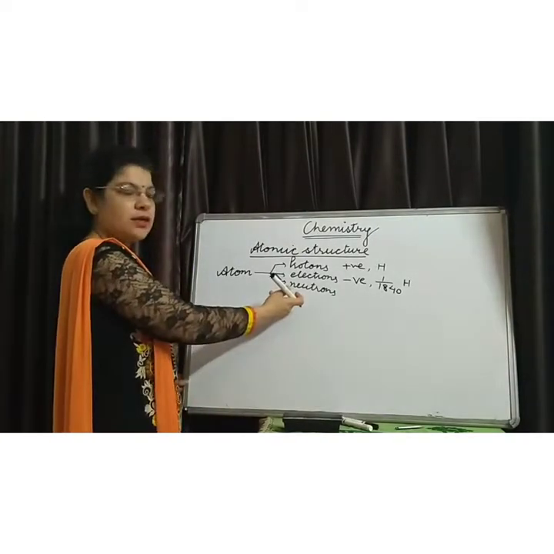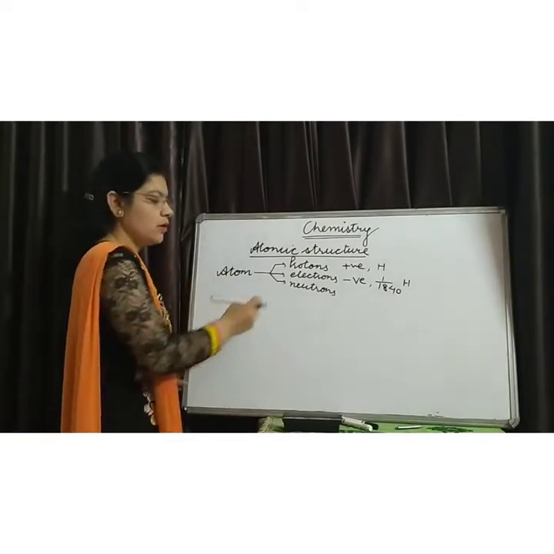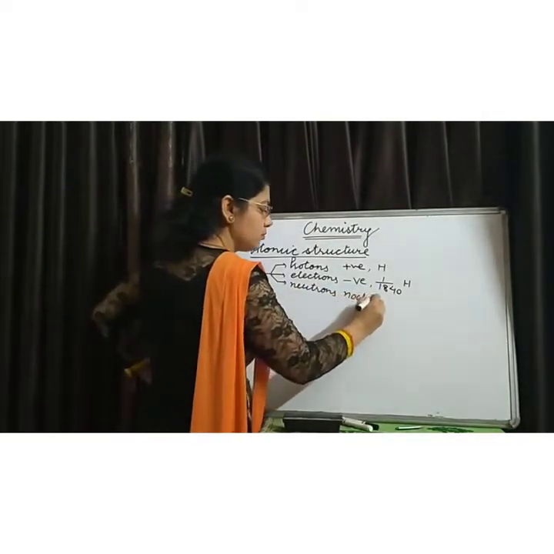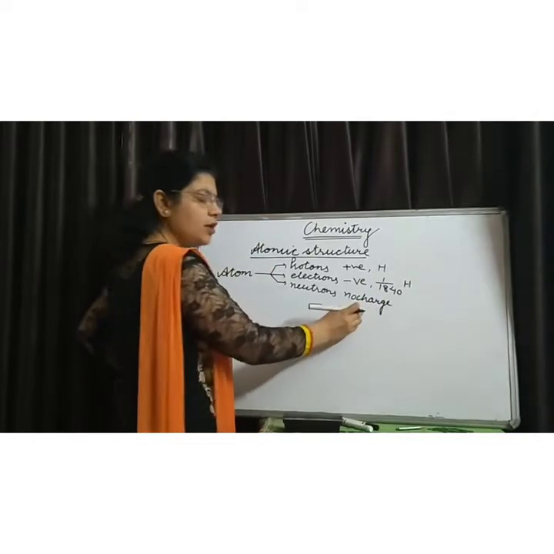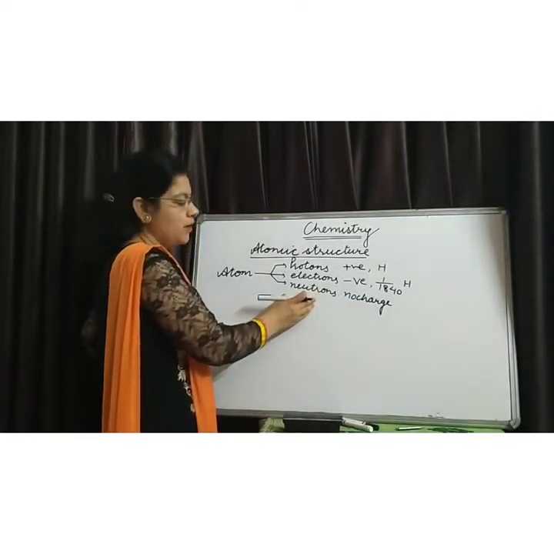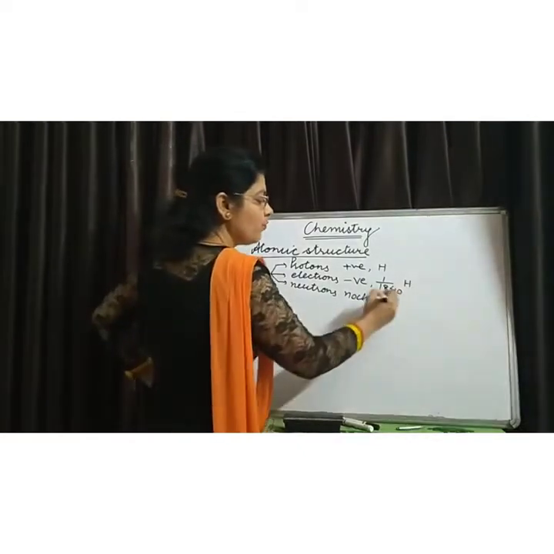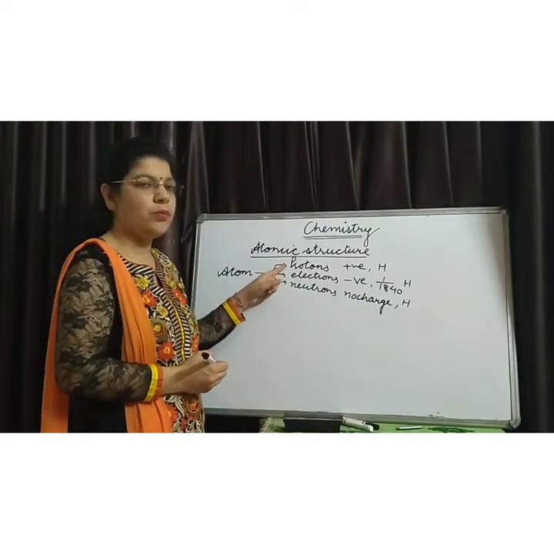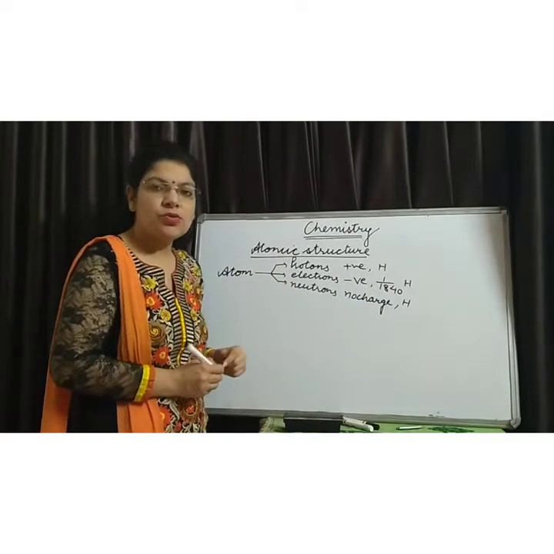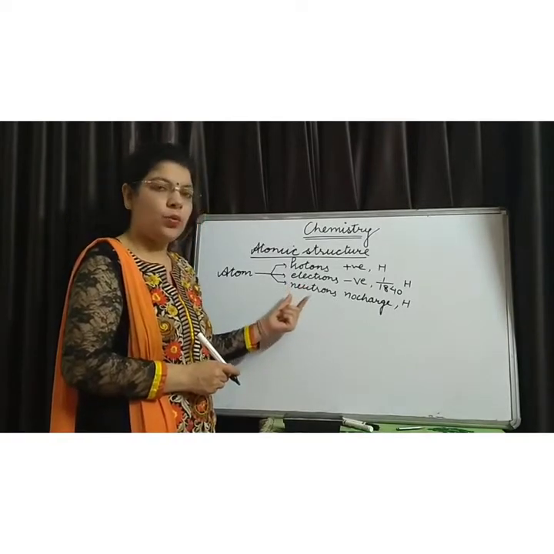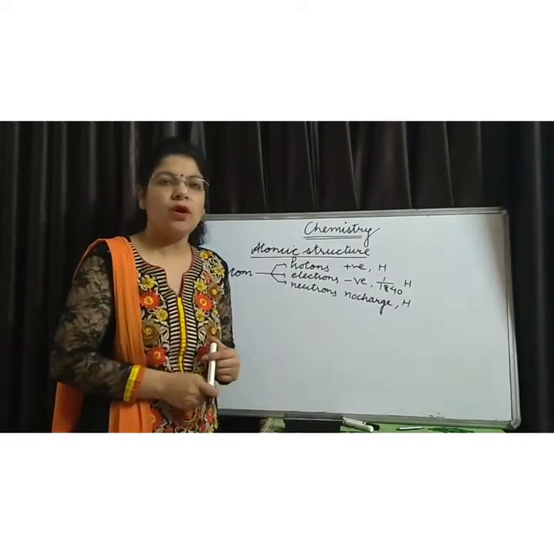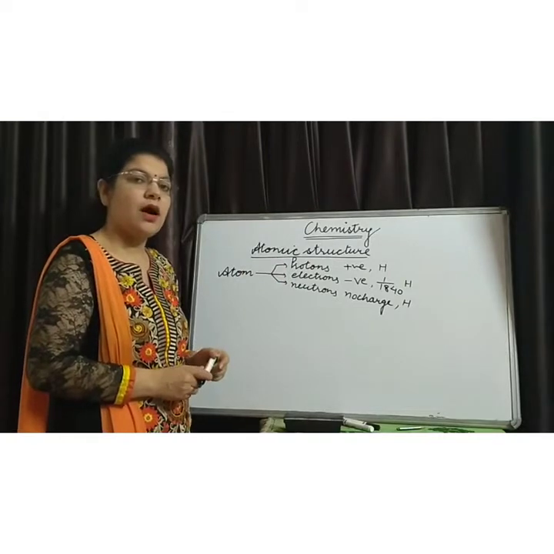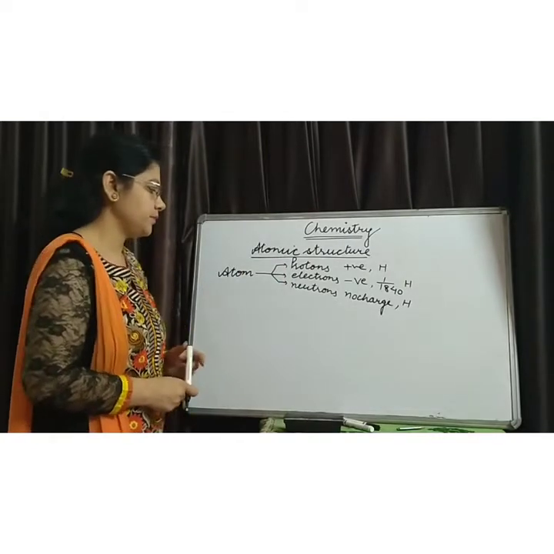The next fundamental particle of the atom is the neutron. Neutrons carry no charge. They are neutral particles of the atom, and the mass of one neutron is the same as the mass of the proton, or the mass of one neutron is equal to the mass of one atom of hydrogen. How are these fundamental particles present in the atom?